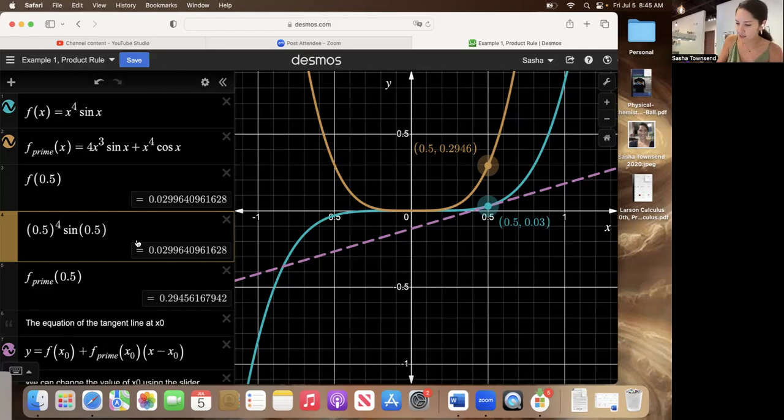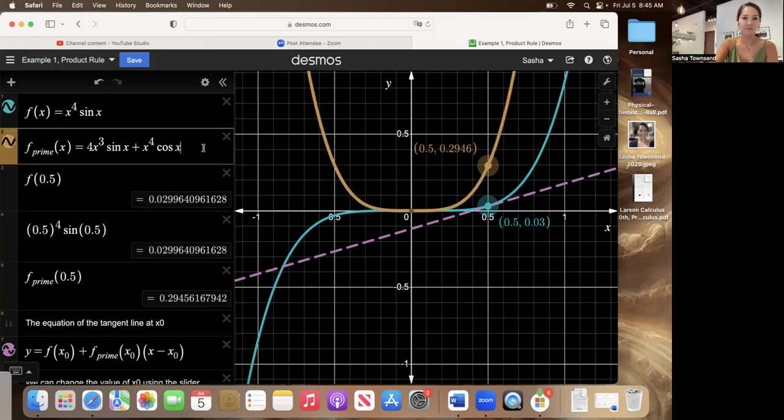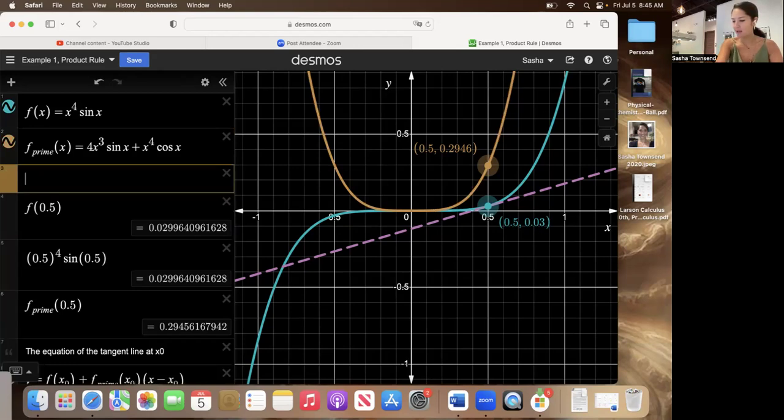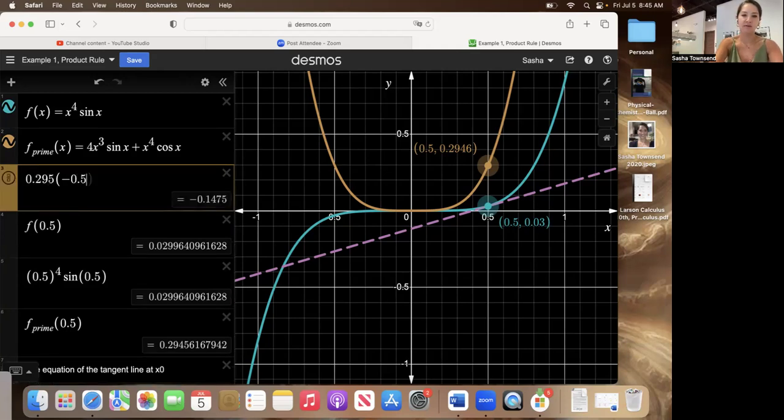I'm just going to substitute that in here. I'm going to write approximately 0.2996, 0.02996. And then later when I distribute that f prime at x naught to x naught, I'm gonna have 0.295 approximately times that negative 0.5.